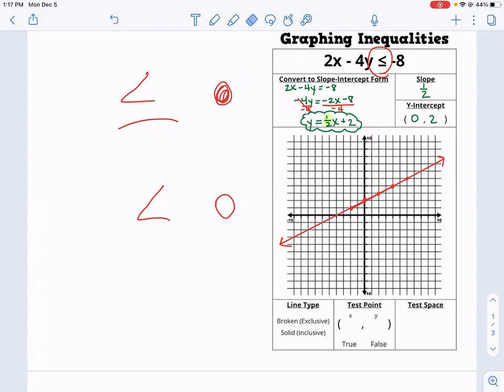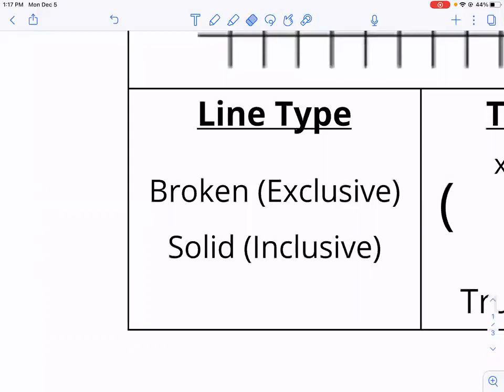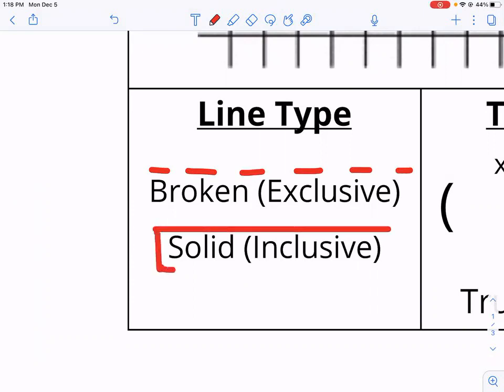Okay, so now that we are in 2 dimensions, what we're gonna do is we're gonna have either a broken line or a solid line. So either our line is a dashed line or it's gonna be a solid line. We have a solid line in this case because we have that line underneath.